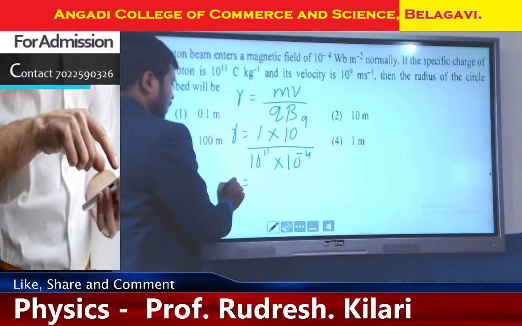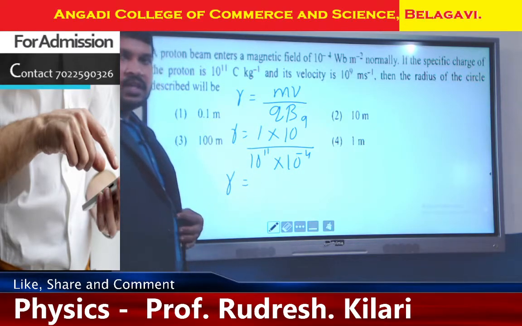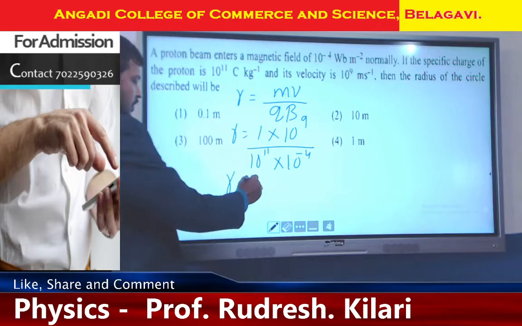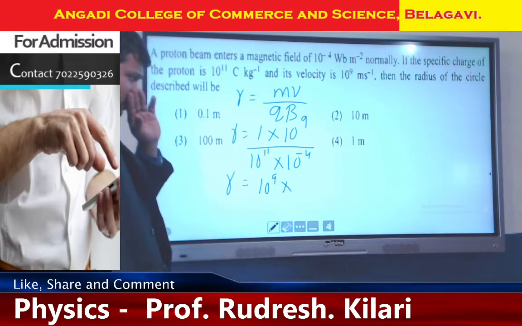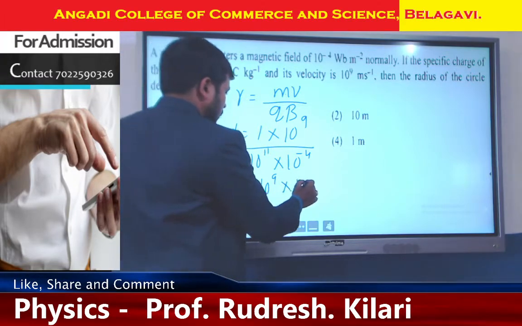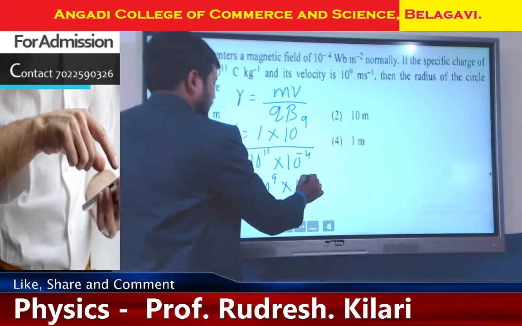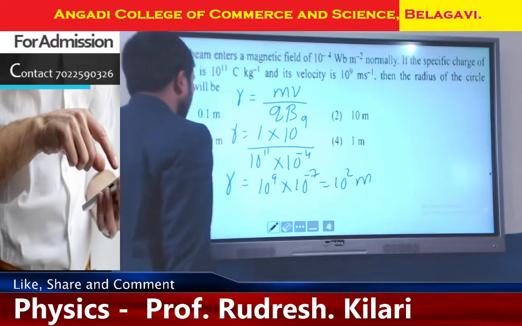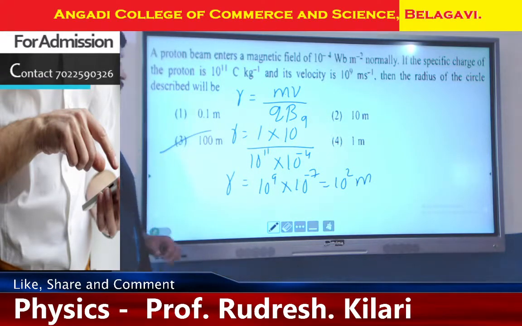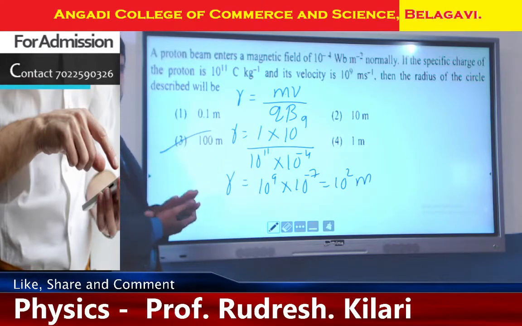Simplification. R equals 10 to the power of 9 divided by 10 to the power of 7, that is 10 to the power of 2 meter, which is nothing but 100 meters. All these questions were asked in the Karnataka State CET exam. Whatever I am solving, all are previous year question paper questions.